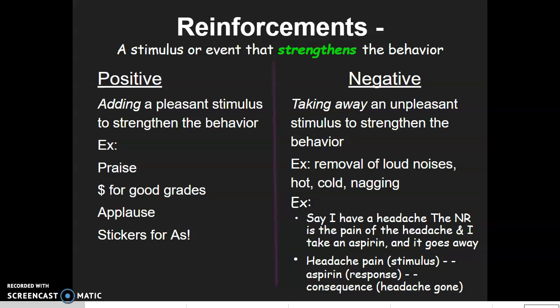A negative reinforcement, again, is a good thing. It's when you take away something that's unpleasant to strengthen the behavior. So maybe you take away a loud noise, or if it's hot, you take away the heat, or if it's cold, you take away the cold. Most of the time, we use the example of nagging. If you take away nagging, then the behavior might be repeated. So if your parents are nagging you to clean your room, and you finally clean it and they stop the nagging, then that is a reward. That's going to make it more likely, hopefully, that you're going to clean your room. Okay, so removing the nagging is a reinforcement, right? That's something that usually motivates my children to clean their room.